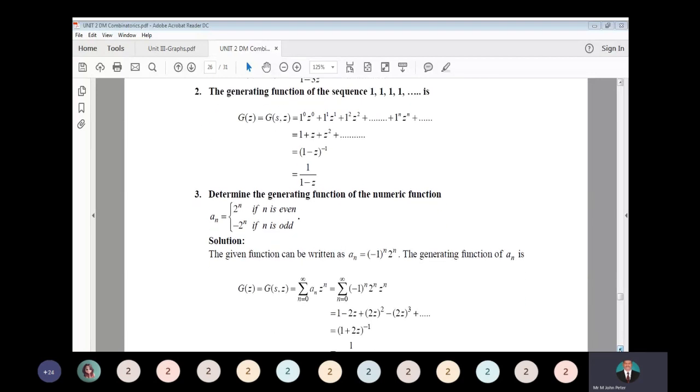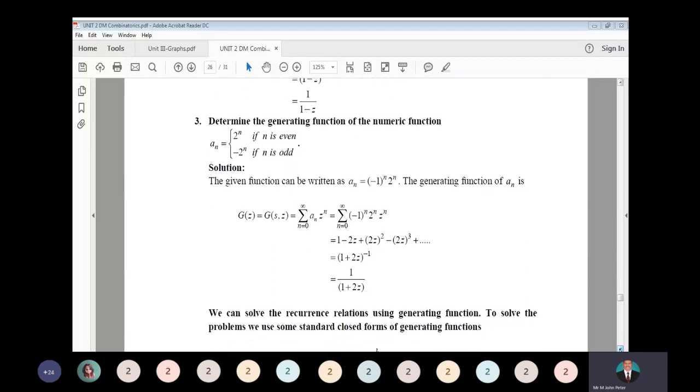Determine the generating function of the numeric function an equal to 2 power n if n is even, minus 2 power n if n is odd. The given function can be rewritten in the form an is equal to minus 1 power n, 2 power n. So this one gives the above result. That means if n is even, you will get 2 power n. If n is odd, you will get minus 2 power n. The generating function becomes g of s comma z equal to an z power n. So that is summation n equal to 0 to infinity of minus 1 power n, 2 power n, z power n.